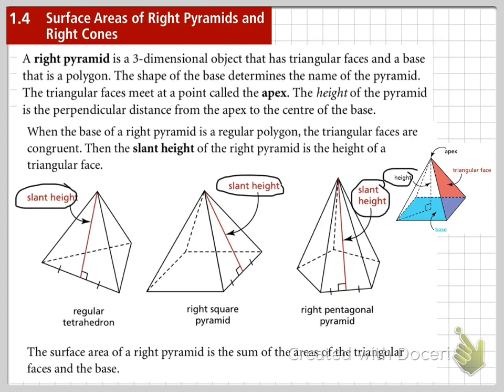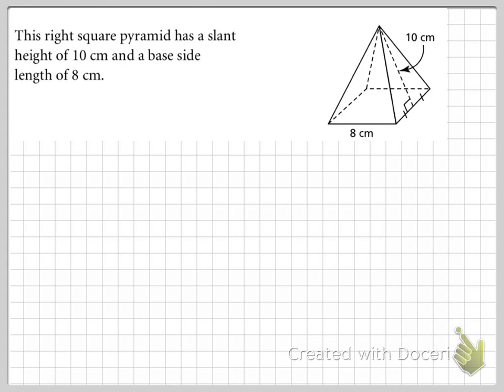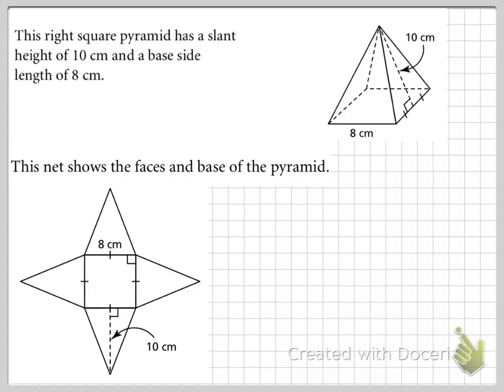Now on the bottom it says the surface area of a right pyramid is going to be the sum of the areas of the triangular faces and the base, just added together. And let's do an example. So here we have a right square pyramid that has a slant height of 10 centimeters and a base that has a side length of 8 centimeters. And since it's a square pyramid, all four lateral faces are going to be exactly the same. Now we could draw a net of this and lay it out flat.